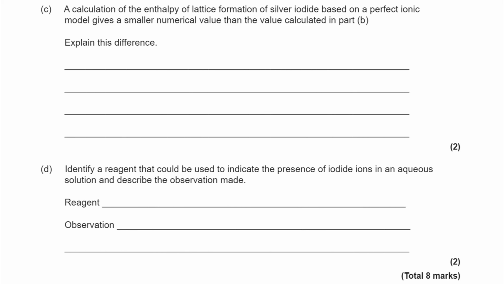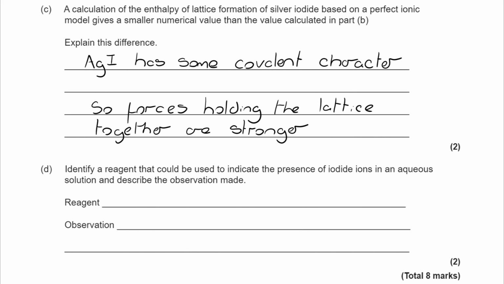Now, because you can have distortion of electron clouds, you can have ionic compounds with covalent character, and AgI is one such compound. Because the iodide ion is so large, the silver ion can distort its electron cloud, essentially share some of its electrons. So because it has got some covalent character, it means in addition to the ionic character, there are stronger forces holding the lattice together.